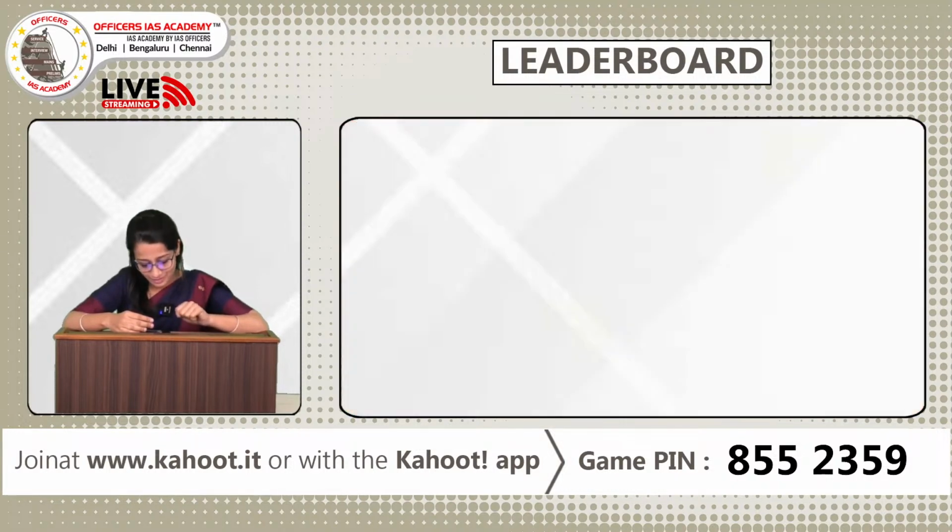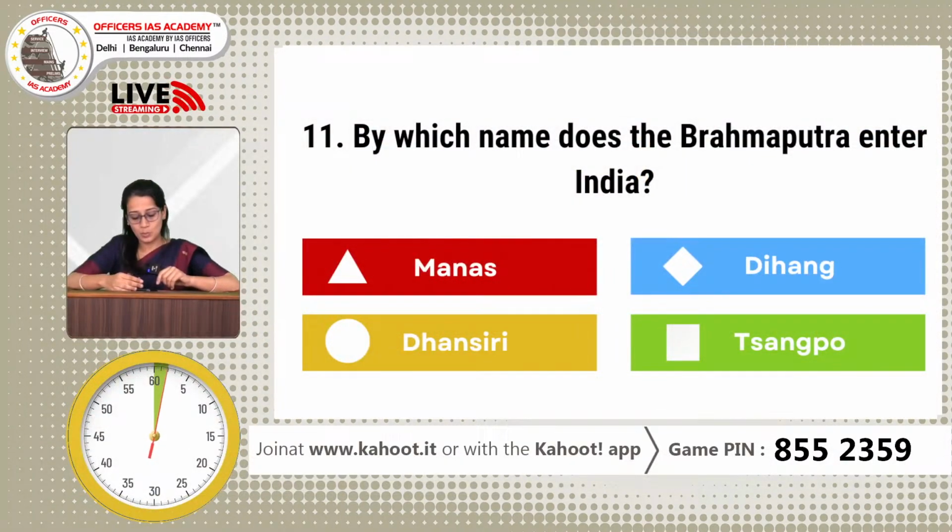So here is the 11th question. By which name does the river Brahmaputra enter India? Here are your options. Option A, Manas. Option B, Dhansiri. Option C, Dihang. Option D, Sangpo. By which name does the river Brahmaputra enter India?